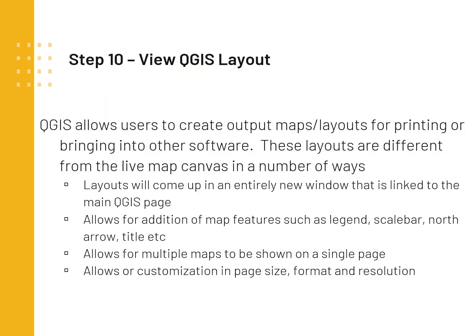QGIS allows for users to create output maps or layouts for printing or bringing into other software packages. These layouts are different from the live map canvas in a number of different ways. Layouts will come up in an entirely new window that is linked to the main QGIS page. It's going to allow you to add additional map features like legends, scale bars, north arrows, titles, etc.